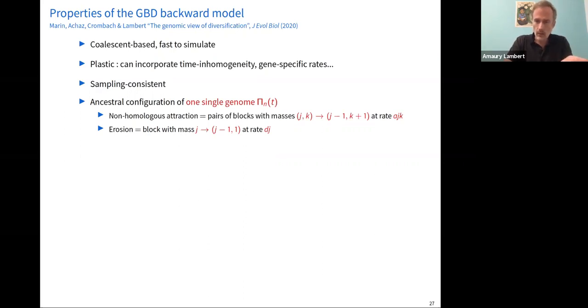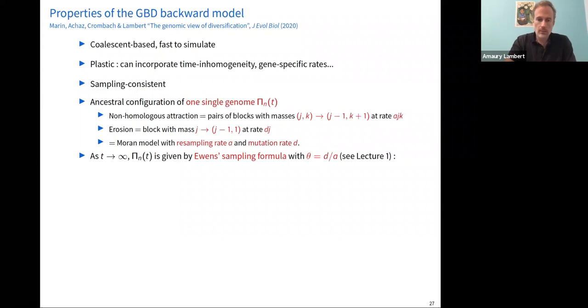And these rates are exactly the rates of a Moran model with resampling rate A and mutation rate D. Okay, so at rate D per individual, you form a new block, and of course this removes one individual from the subpopulation of your type. And so, based on this, the ancestral configuration of your sample genome has a stationary state, which is the same as the stationary state of the Moran model with mutation. And so it's given by the Ewens sampling formula with theta equal to D over A.